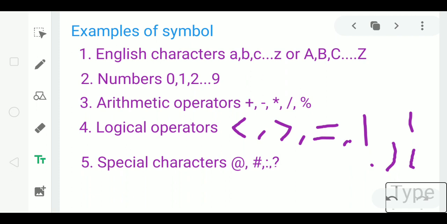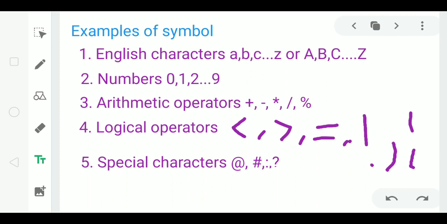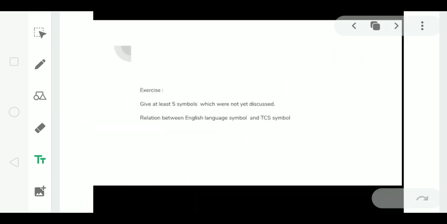If we talk about characters, it can be either capital A or small b, it can be plus sign, it can be equal to sign, or it can be ampersand sign. That is, in short, a symbol can be any single character that is present on the keyboard.